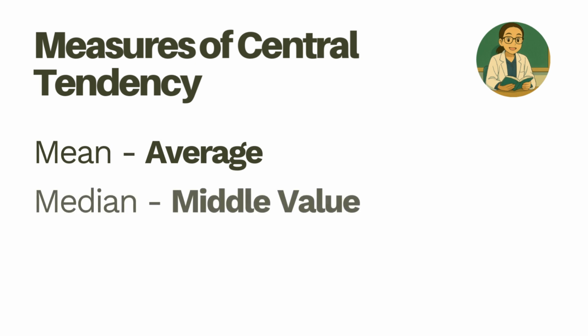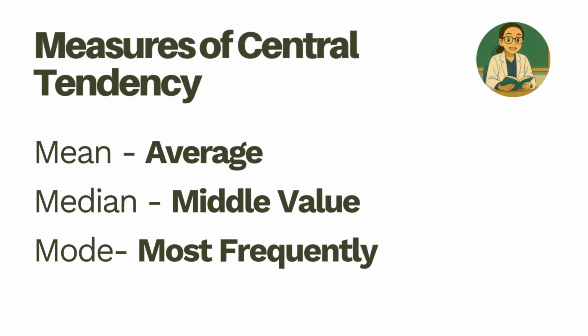The median is the middle value when the data are arranged from lowest to highest. It is useful when there are very high or very low values that might affect the average. The mode is the value that appears most frequently in the dataset. It is useful when identifying the most common response, especially in survey data. These three measures help researchers understand what value best represents the data.